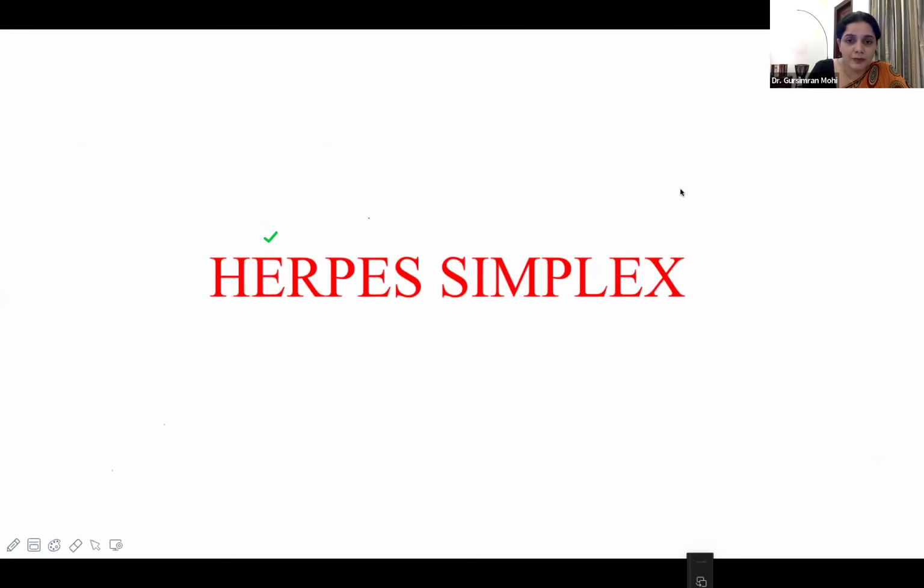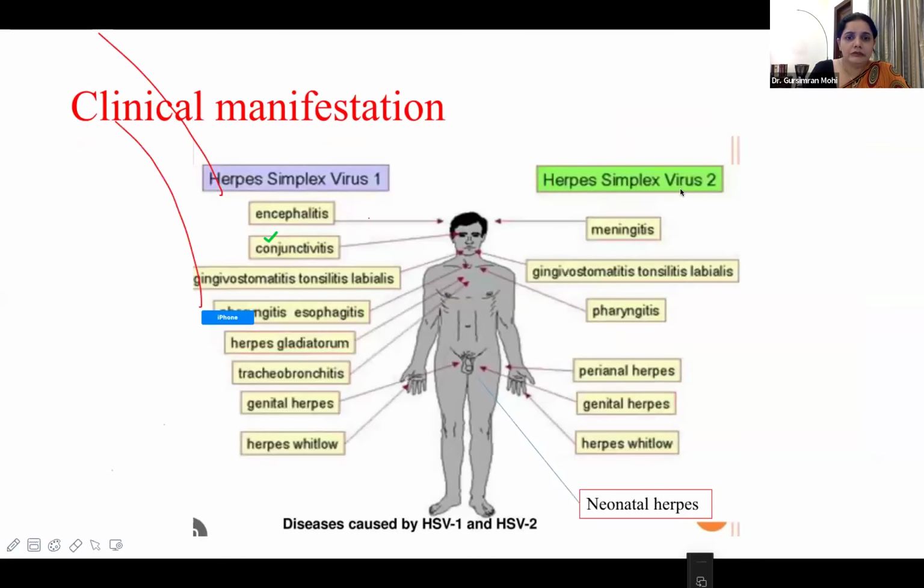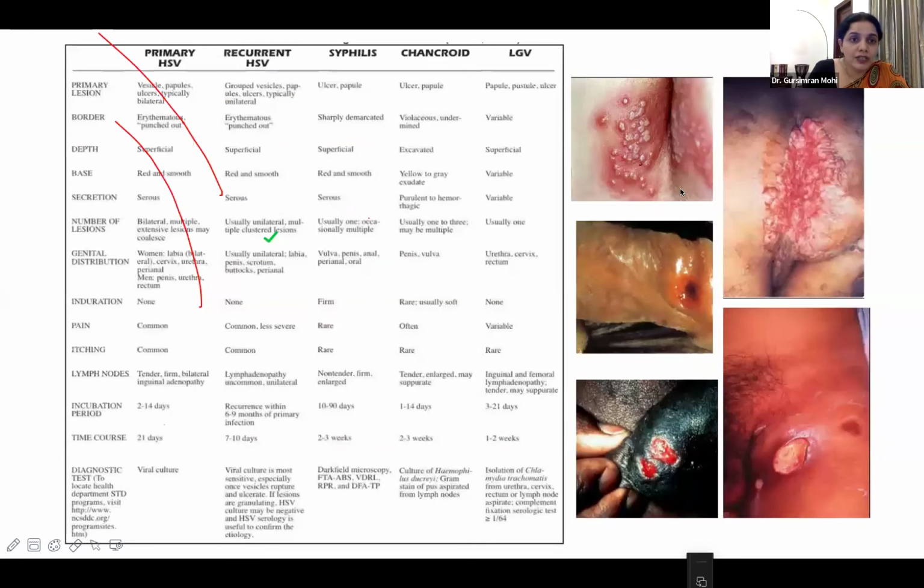So next, coming to the HSV, herpes simplex. In HSV, the lesions are vesicular and papular, vesicles and papules, and ulcers are also formed. These are erythematous regions, and they are typically punched out. They are superficial, with a red and smooth base, and they may have serous fluid. These regions cause itching, and they are painful. Along with that, there is bilateral inguinal lymphadenopathy also.